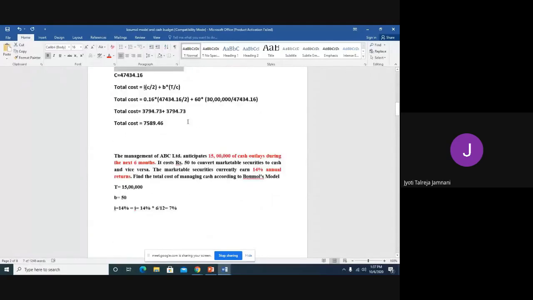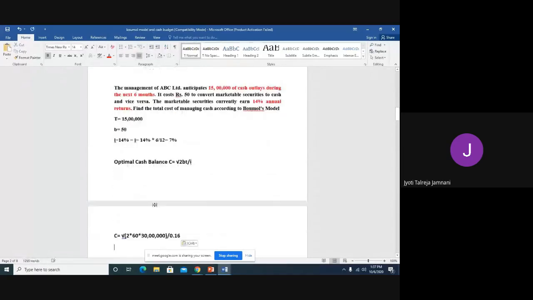The formula for C is C equals square root of 2BT divided by I. So C is equal to the square root of 2 into the value of B, which is 50 rupees, into T, which is 15 lakhs. This whole thing you have to multiply and divide by I, which is 0.07 now, 7%, and then find the square root of it. So can anybody tell me the value of C? Has anybody tried it, done it?